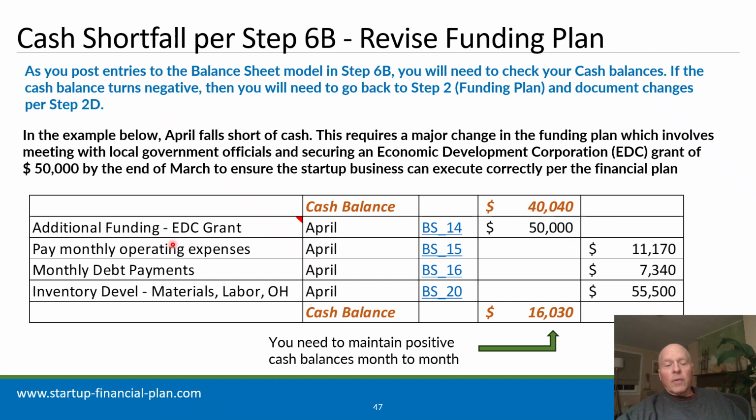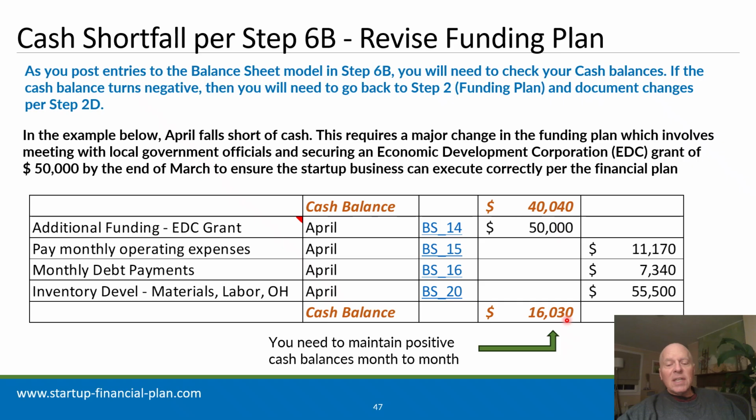And maybe we went through the Economic Development Corporation. We have people we know. We believe we can secure some funding in March and drop the money into the business checking account in April. Otherwise, we're going to have a negative cash balance per our financial plan. We want an airtight model so we don't have leaky holes.